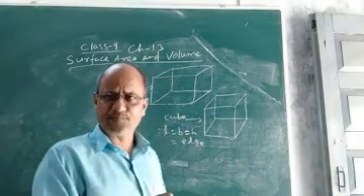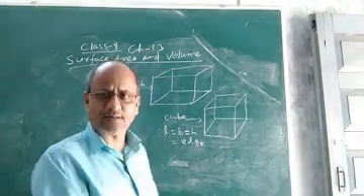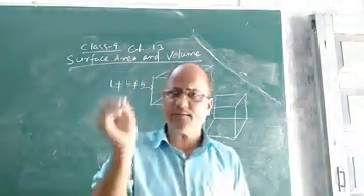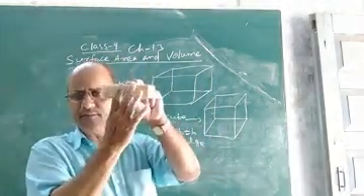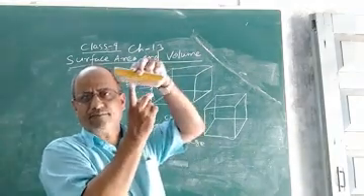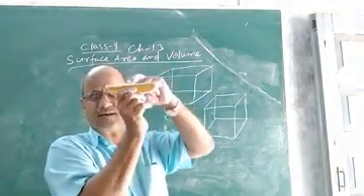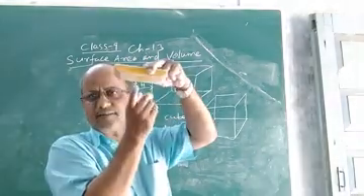Now the point is, what is lateral surface area? Children, it is very simple to understand. Let us consider the same case, the duster. See, this is a duster. Now this is the base and this is the top. This is the top of the duster and this is the base of the duster.